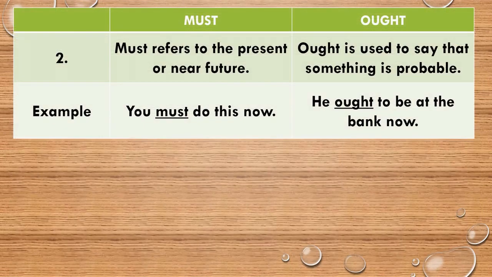Number 2. Must refers to the present or near future. For example, you must do this now, while ought is used to say that something is probable. For example, he ought to be at the bank now.